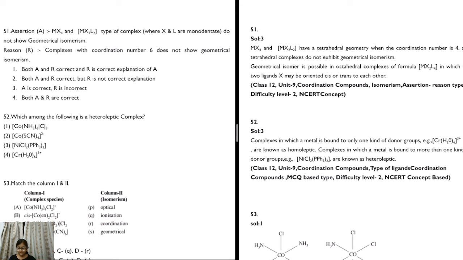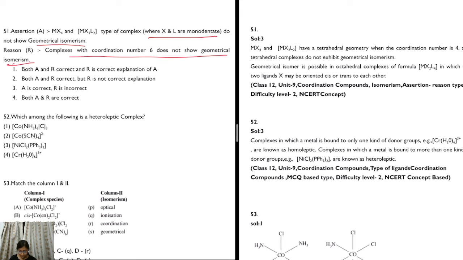So let us start with today's question and answers. The first question given to us is assertion and reason. Assertion is MX4 and MX2L2 type of complex, where X and L are monodentate ligands, do not show geometrical isomerism. Reason given to us is complex with coordination number 6 does not show geometrical isomerism.